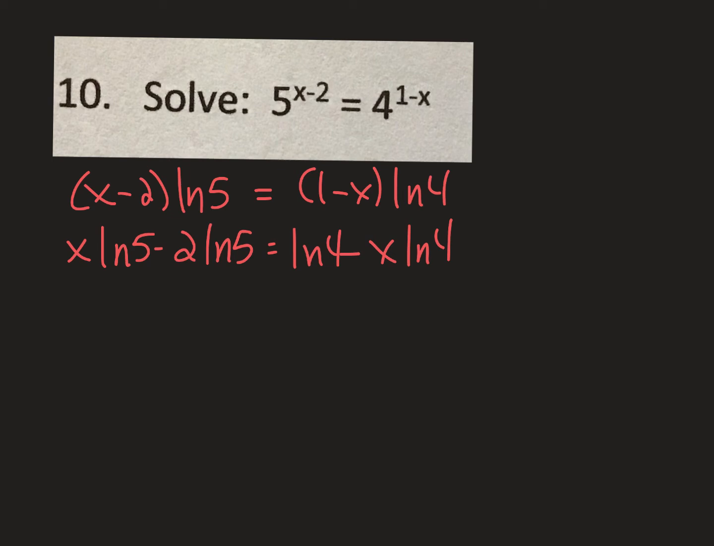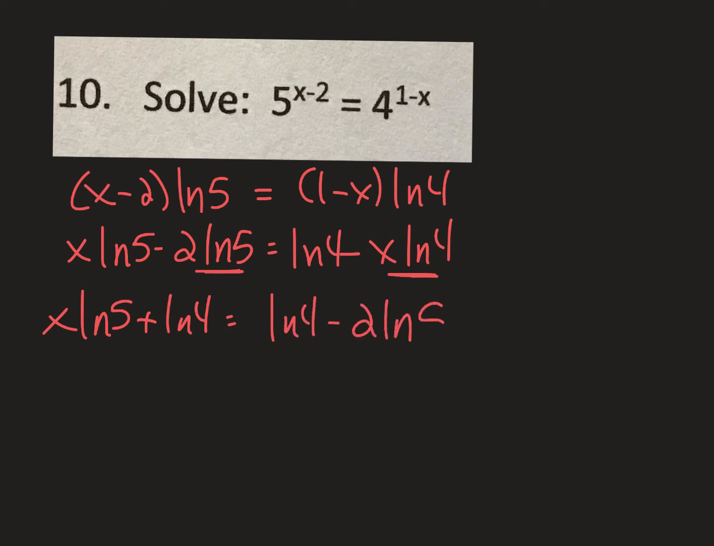Okay, once you distribute, you got to get your x's together. And you got to get the terms together that do not have x's. So basically that term and that term are switching sides. So that gives me this x natural log 5 plus natural log 4. And over here, natural log 4 minus 2 natural log 5. Now really watch what I do here. Sorry, I forgot the x on this. There's an x right there.